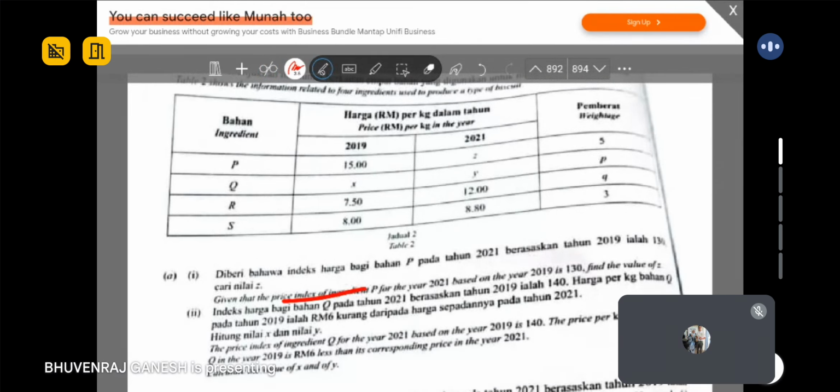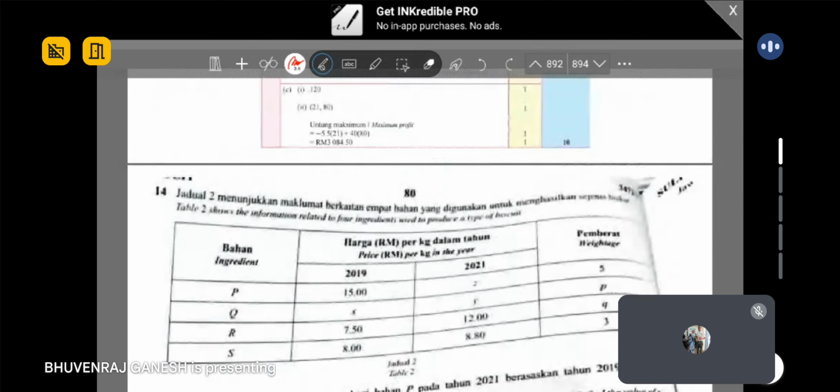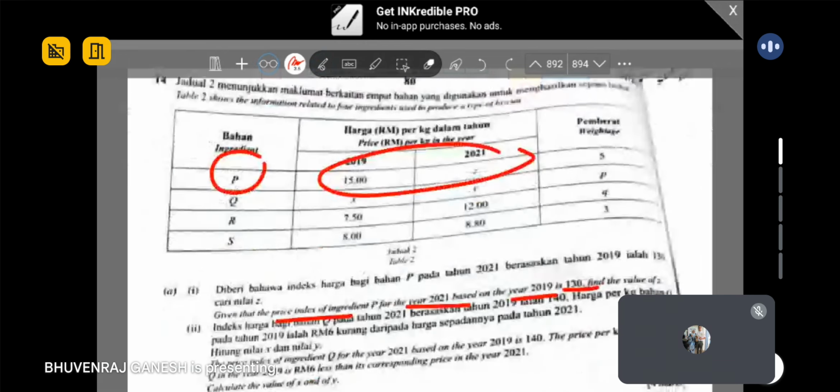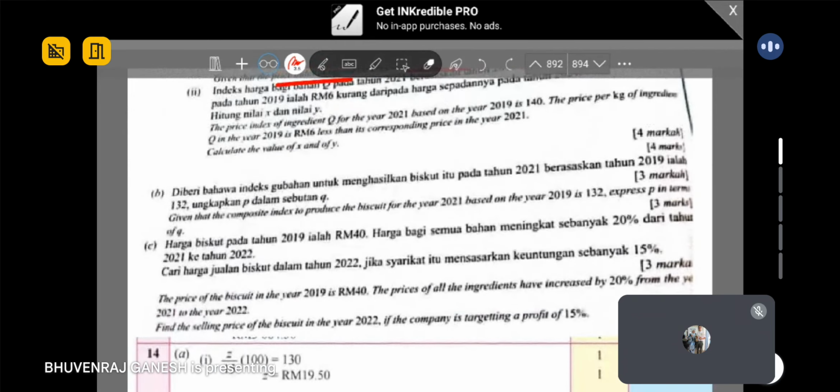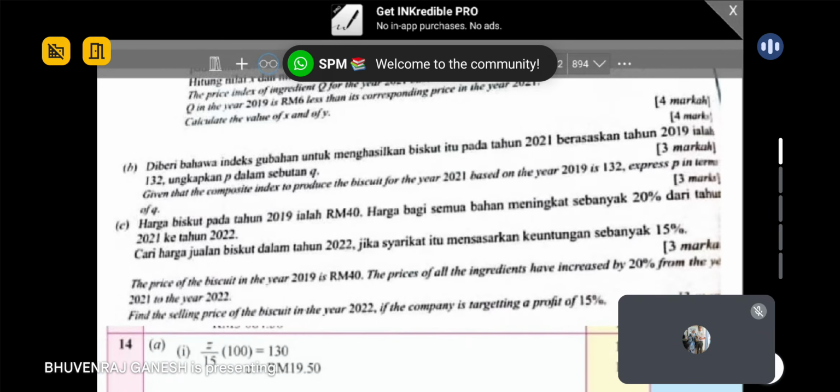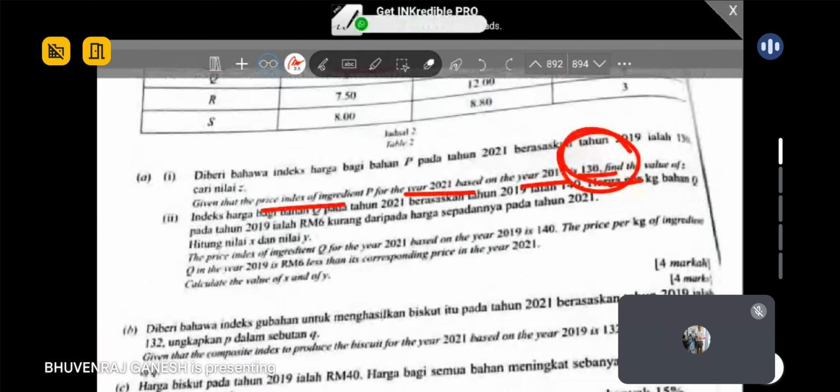Okay, so first question. They say price index of ingredient P for 2021 based on 2019 is 130. Okay, so kamu fokus for P lah. Alright, so kamu bandingkan dua yang ni. Alright, so equation kena guna rumus lah. Okay, so Z over 50 times 100 equal to index which is 130. So carilah nilai Z. Senang kan? 2 markah. Settle. Okay, next one.